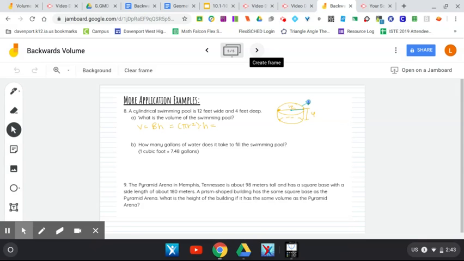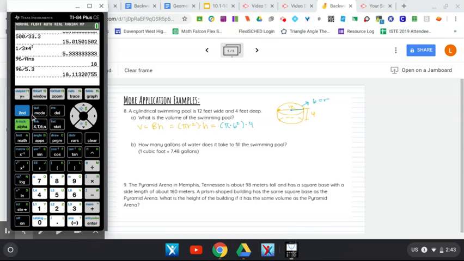So think to yourself, if I'm 12 feet wide, what would the radius of my pool be? So if you were thinking half of 12, you would have been correct. So your radius here would be 6 feet. So I'm going to do pi times 6 squared, and we're 4 feet deep, so then I'll do times 4. So let's see what we get. We type in pi times 6 squared times 4, and our volume is 452.4. And our units are feet cubed.